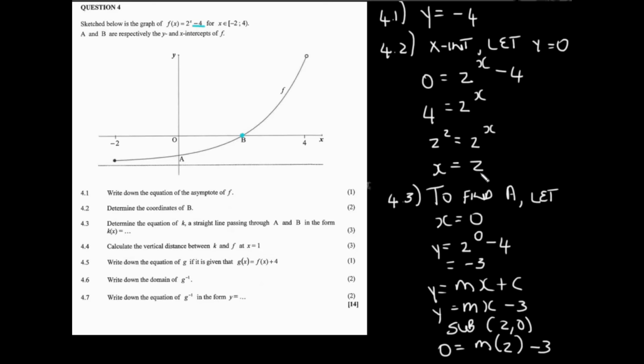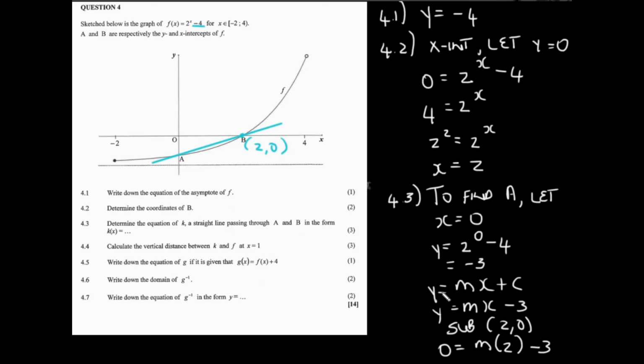The next question says that we need to determine the equation of k, a straight line passing through a and b, in the form y equals mx plus c. So what you should see is that we've already found b in the previous question. The x-intercept was (2; 0). What we need to do now is find our y-intercept. And how do we find our y-intercept? We let x equal to 0. So that's 2 to the power 0 minus 4, and that gives me -3.